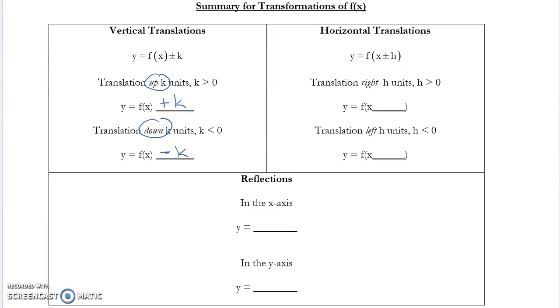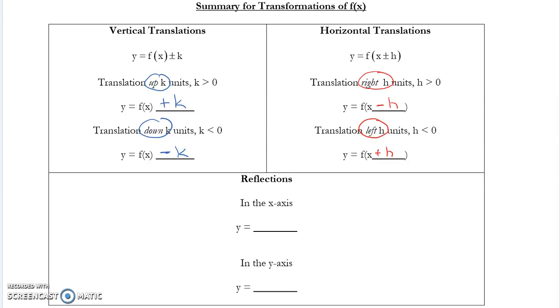Then we talked about horizontal translations. That is adding or subtracting to your x value. And again, this was the tricky one. If I shift to the right, you think that it's positive, but it's not. I am subtracting h. And a shift to the left is adding h. Go back and watch the first video if you want to see an example of why.